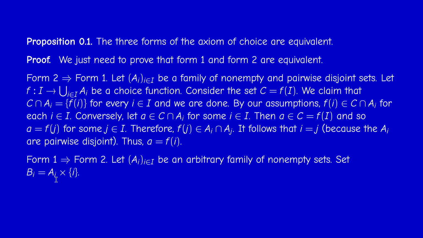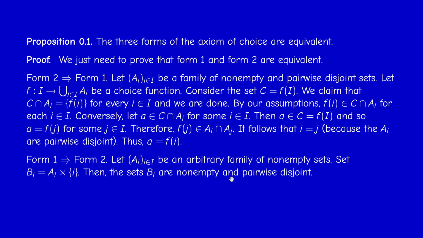So for each i, let capital B_i be the product of two sets, A_i times {i}. We are not using here the full strength of the axiom of choice, just the product. So an element of B_i is just a couple. The first component belongs to A_i. The second component is precisely i. We can do this because this is, if you like, the finite form of the axiom of choice.